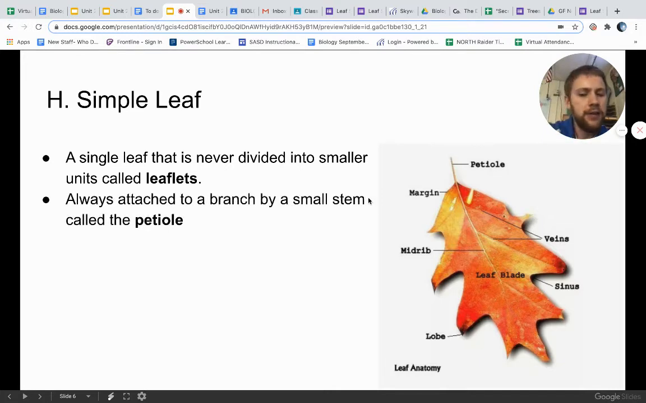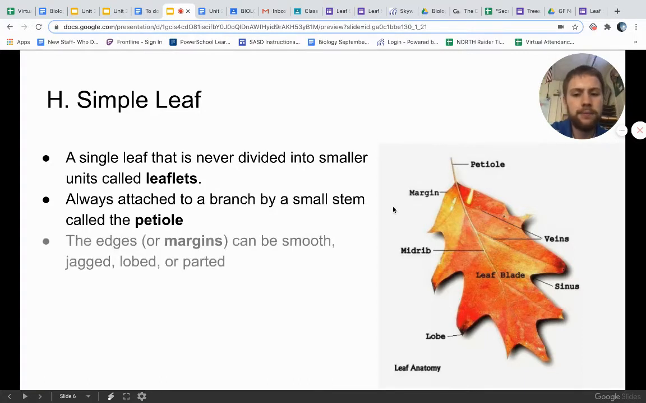They are always attached to a branch by a stem called the petiole, as we said before. So the petiole would be right here. The branch, the stem from the branch radiates out, and that stem is called the petiole.